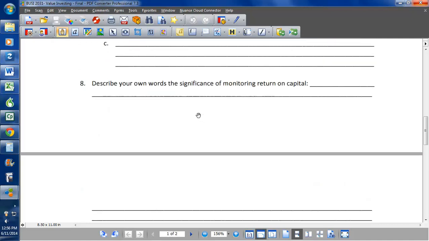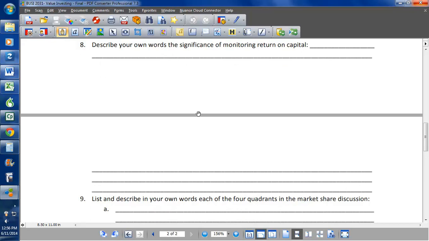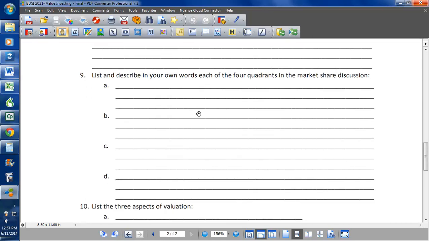Number 8, describe in your own words the significance of monitoring return on capital. This is what I want you to do on your own. We did the entire lesson on return on capital, and so I'd like you to go back and look at that and have some good thoughts on the importance of return on capital and why you need to know that for your company.